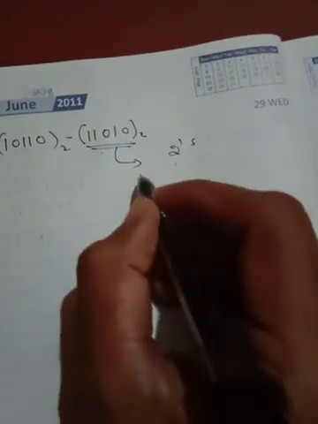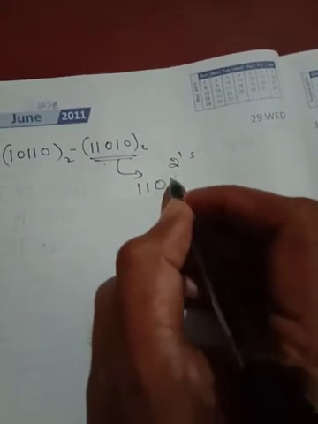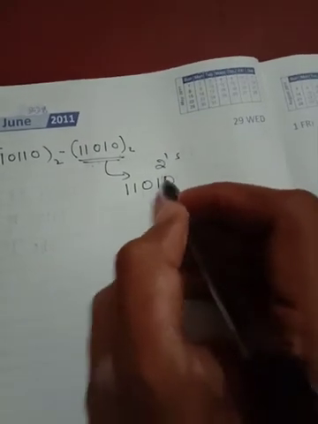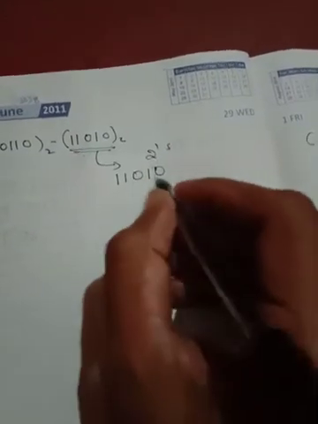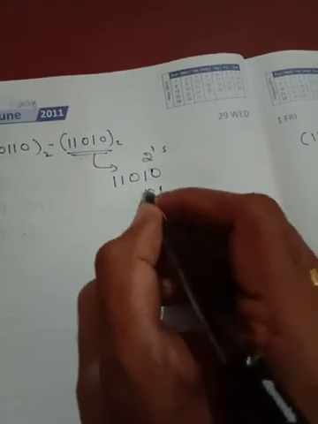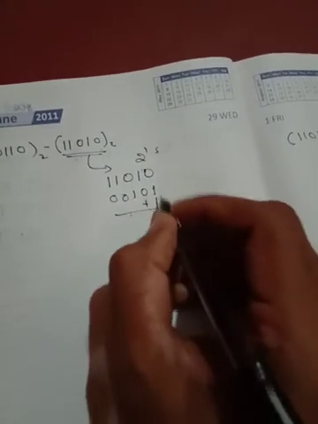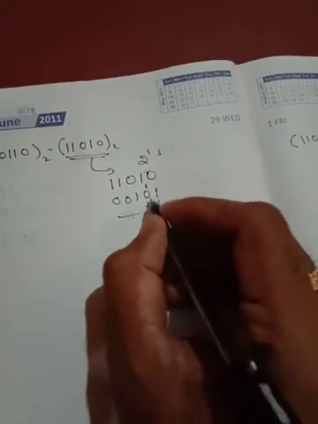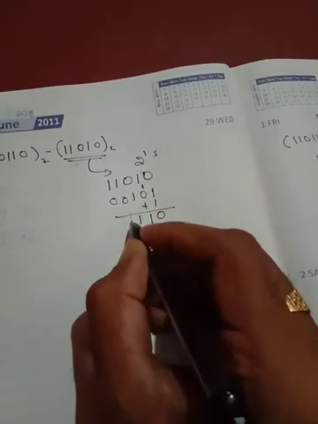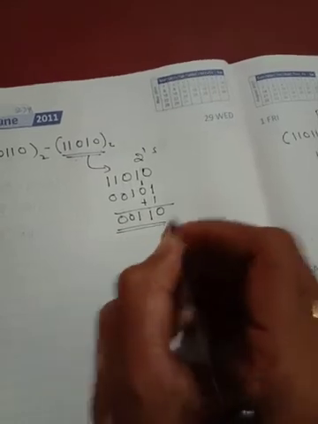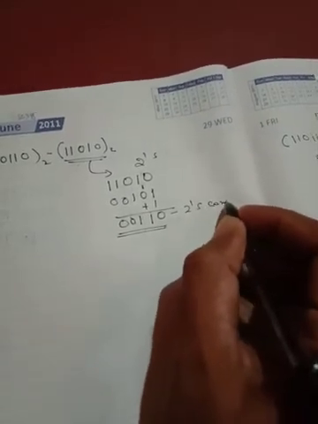How to do that? It is 1 1 0 1 0. Now invert the bits, 0 0 1 0 1, and add 1. 1 plus 1 is 0 with a carry of 1, and so on. So this is the answer, this is the two's complement.